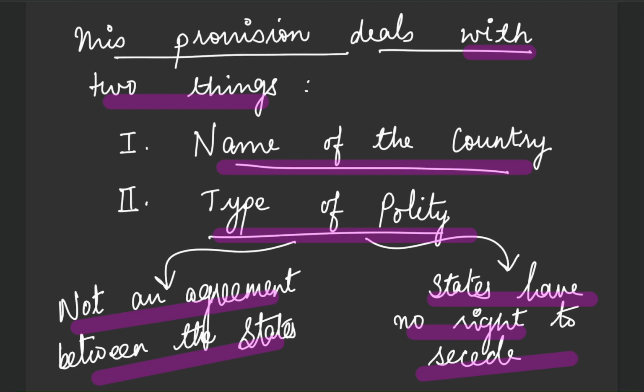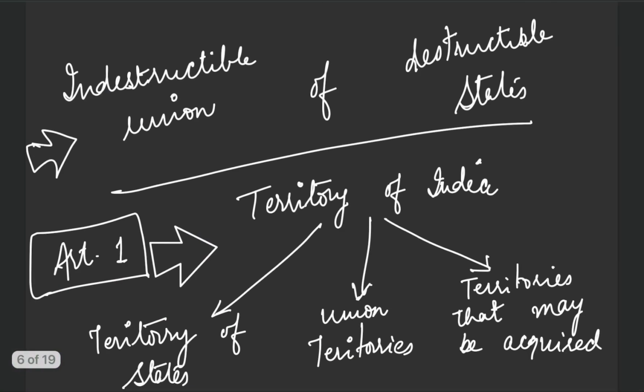So it is not a result of an agreement. It is a union between the constituent parts. As we said, we are an indestructible union of destructible states. States can be destroyed, they can be reorganized, but the sanctity, the integrity, the sovereignty of the Indian Union remains intact. That is, it is sacrosanct. The integrity of the Indian Union is sacrosanct.